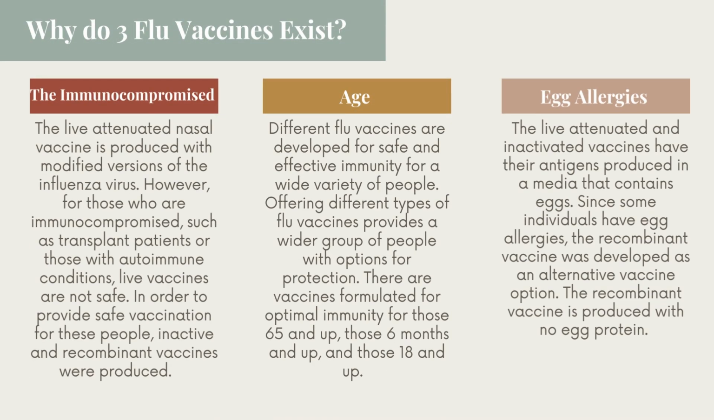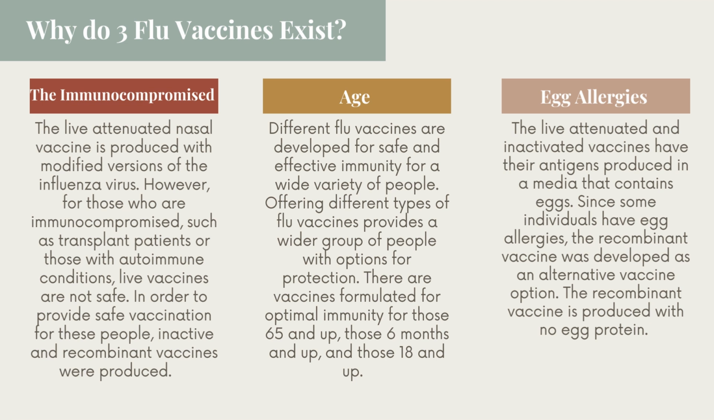Let's now discuss why 3 different flu vaccines exist. The first reason is the immunocompromised. The live attenuated nasal vaccine is produced with a modified version of the influenza virus. However, for those who are immunocompromised, such as transplant patients or those with autoimmune conditions, live vaccines are not safe. In order to provide safe vaccination for these people, inactive and recombinant vaccines were produced.